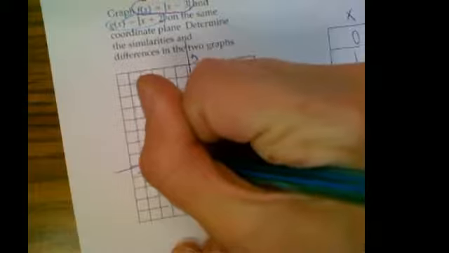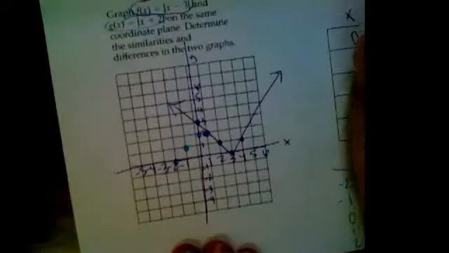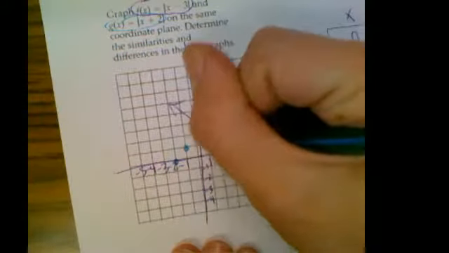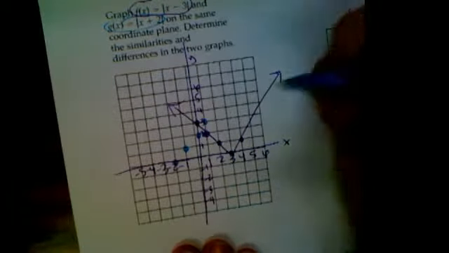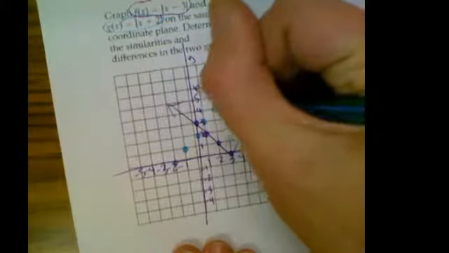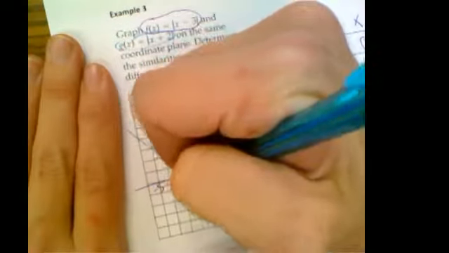Now I'm going to graph those ordered pairs on my graph. So I have (-2, 0), (-1, 1), (0, 2), (1, 3), and (2, 4). And I went ahead and finished this for you guys. I added an extra dot on there so you could see.